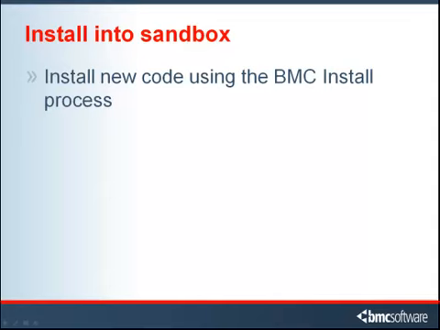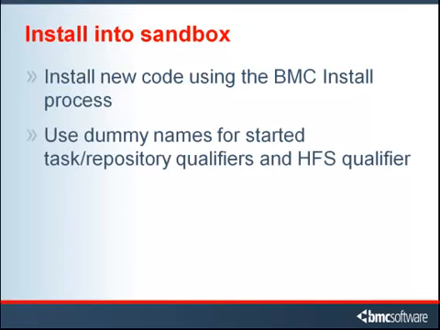If you are updating an existing environment, run the BMC installation system and supply the library names you have already defined to your sandbox environment. Use dummy names for started task and repository high-level qualifiers and qualifiers for HFS, because these qualifiers will not be used when you update an existing installation. The BMC installation system copies the new level of code to your existing libraries. You can ignore the JCL procedures created by this update install.